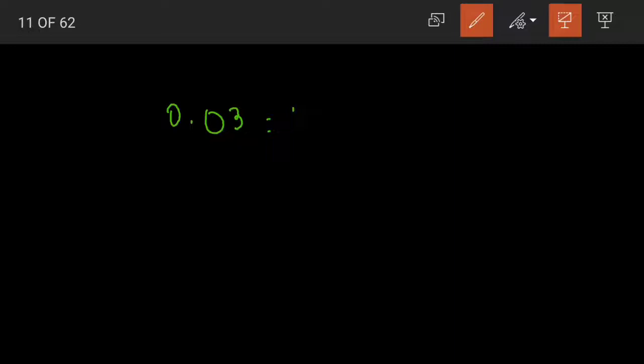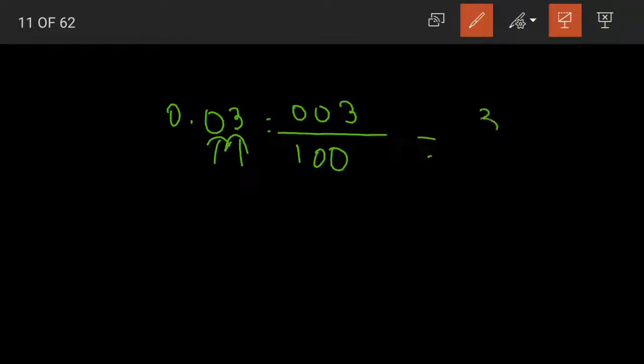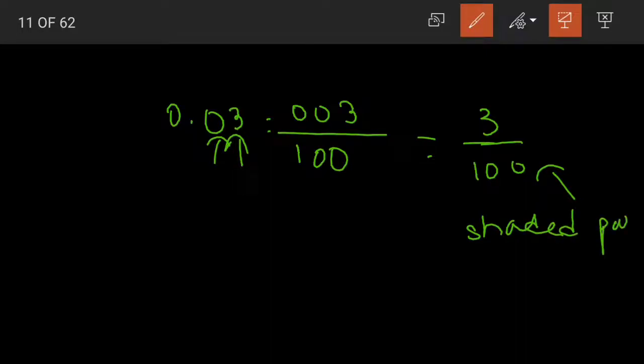How do we represent 0.03 as a fraction, children? Write the number without the decimal point, divided by 1, and count the number of decimal places. The number has 2 decimal places, so after 1 we'll write 2 zeros. 003 by 100 is nothing but 3 by 100. Now what is this? It represents the fraction for the shaded part.